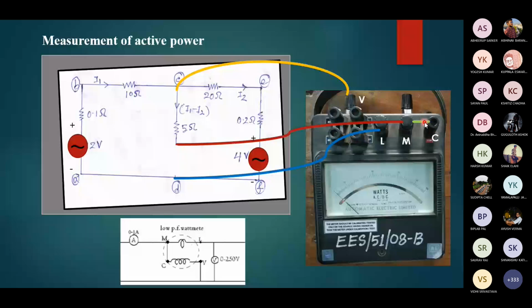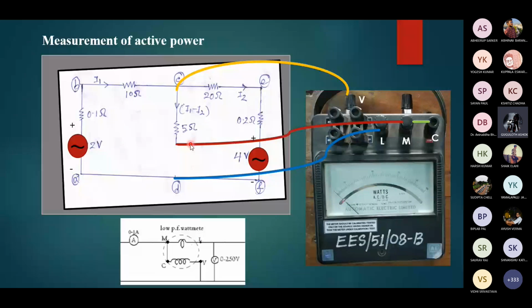And this L point is here. Across the M and L terminals, the current coil is connected, and across C and V, the pressure coil or the voltage coil is connected. So the V point is here. That's why you can see the connection.